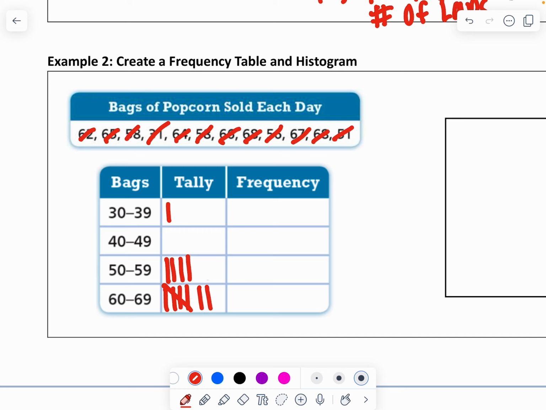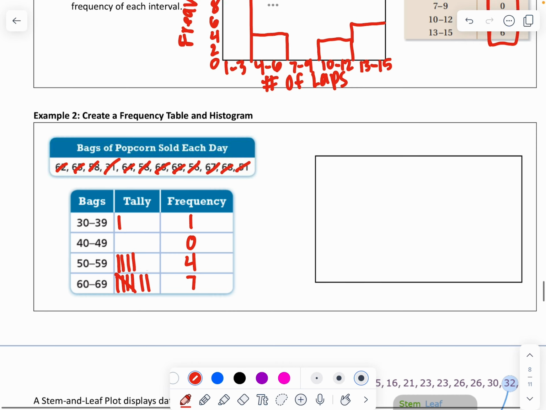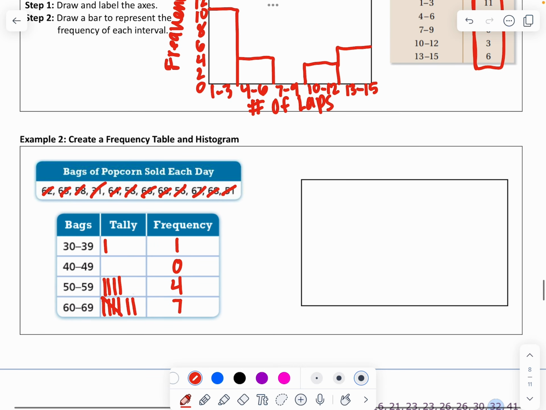And then for the frequency, it just wants to know how many tally marks we have. So there's 1 for 30 to 39, 0 for 40 to 49, 4 for 50 to 59, and then 7 for 60 to 69. So our frequency table is done. And now we need to create our histogram.